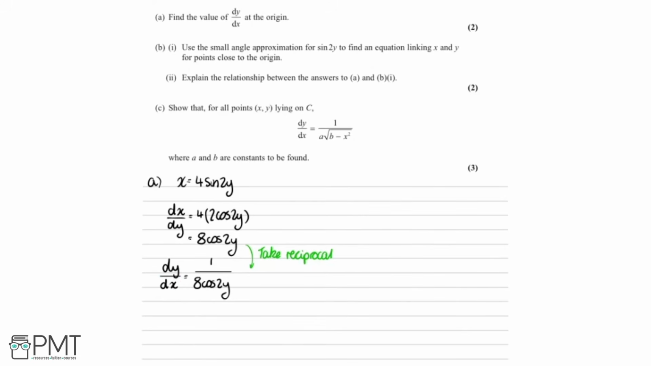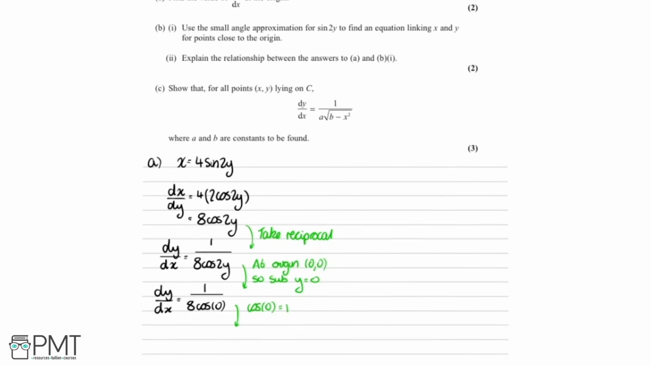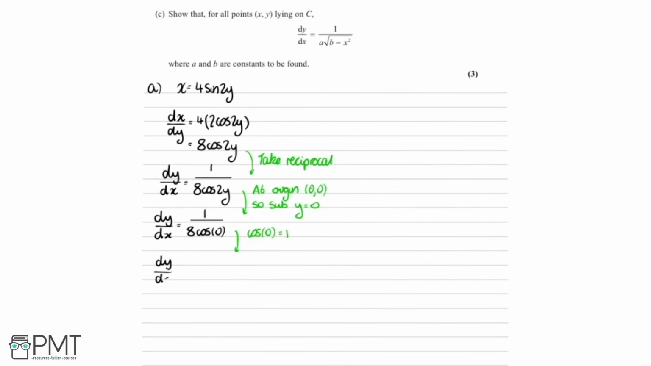So now lastly, we need to find the value of dy by dx at the origin. So at the origin, it's 0, 0. So x equals 0 and y equals 0. So we're going to sub y equals 0. So doing that, we get that dy by dx equals 1 over 8 cos 0, because 2 times y, when we're subbing y to be 0, just goes to 0. Putting that into the calculator, we find that cos of 0 equals 1. Therefore, the value of dy by dx at the origin equals 1 over 8.